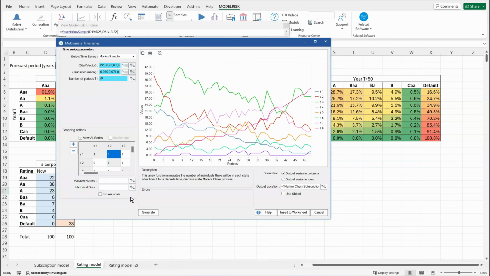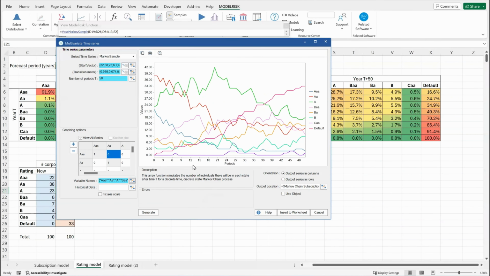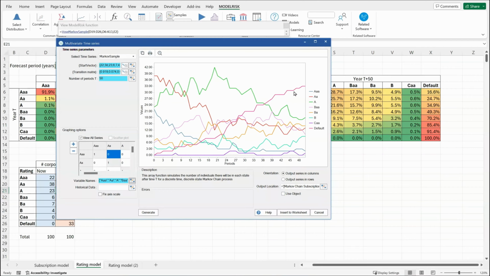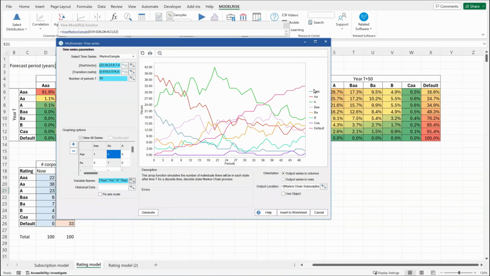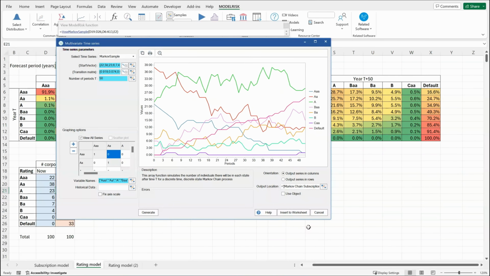So for example, let's just put the variable means in to make it clearer. You can see here the number in default started at 0 and it's gradually creeping up, ever increasing and never decreasing, because once you're in default, you can never get out of default. You can see that the number of assets in my portfolio over a 50-year period goes up, and it's currently sitting at a high number, 33.